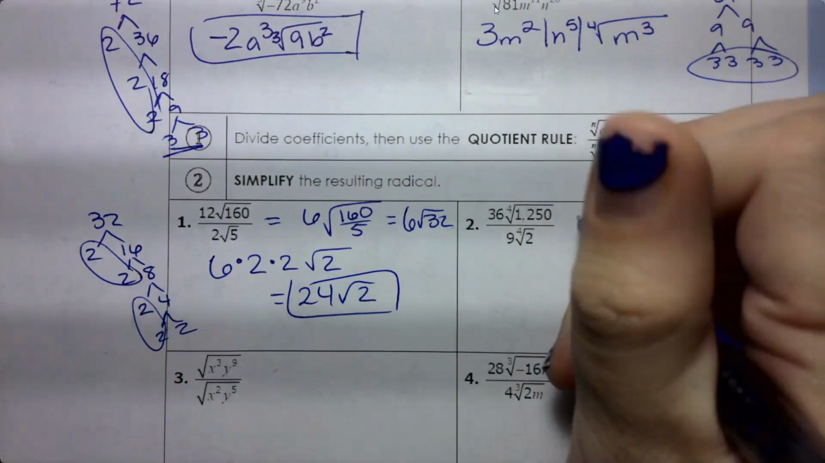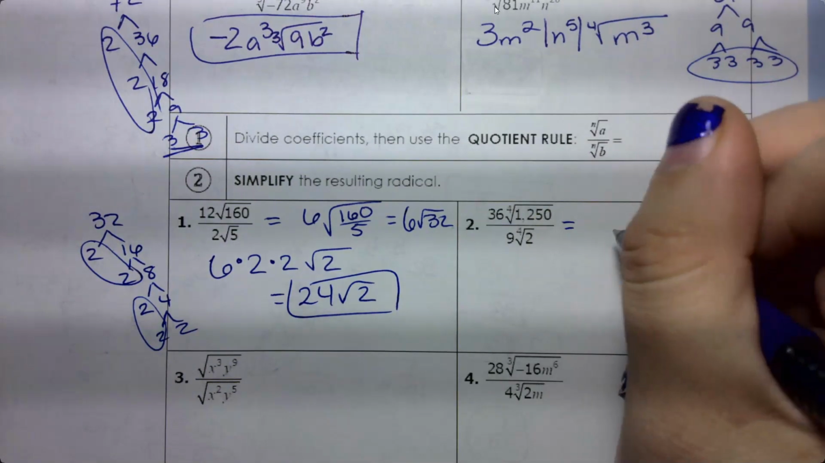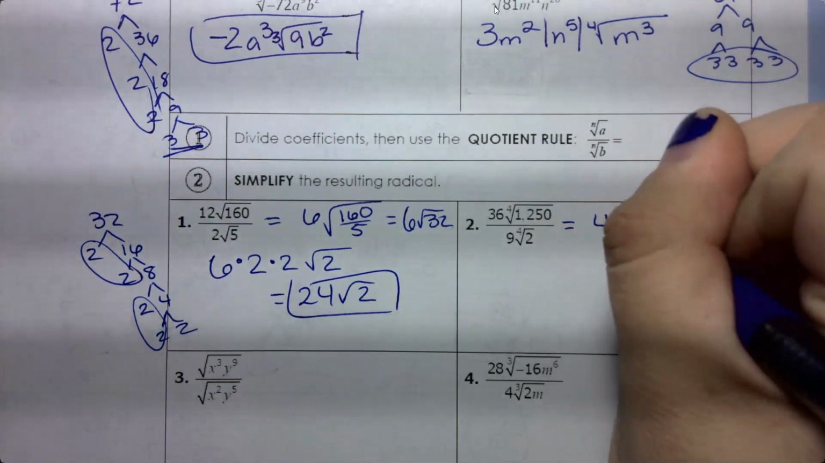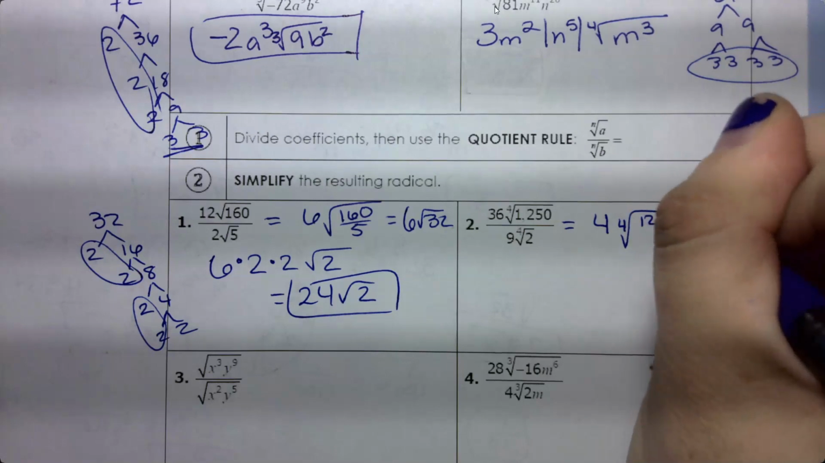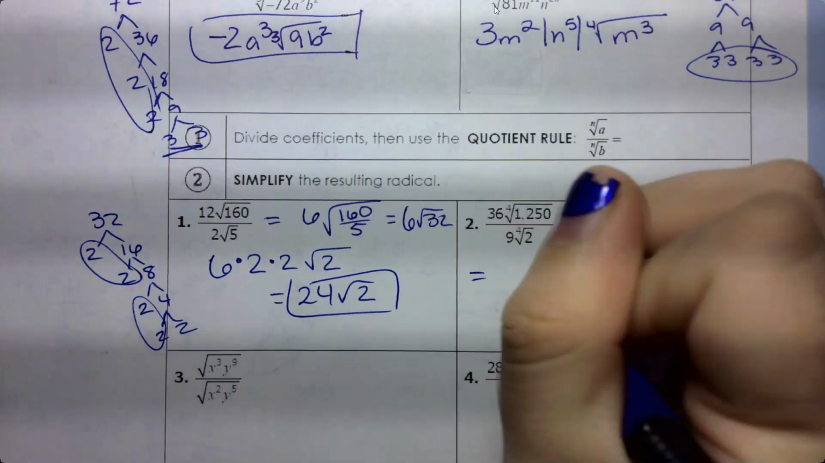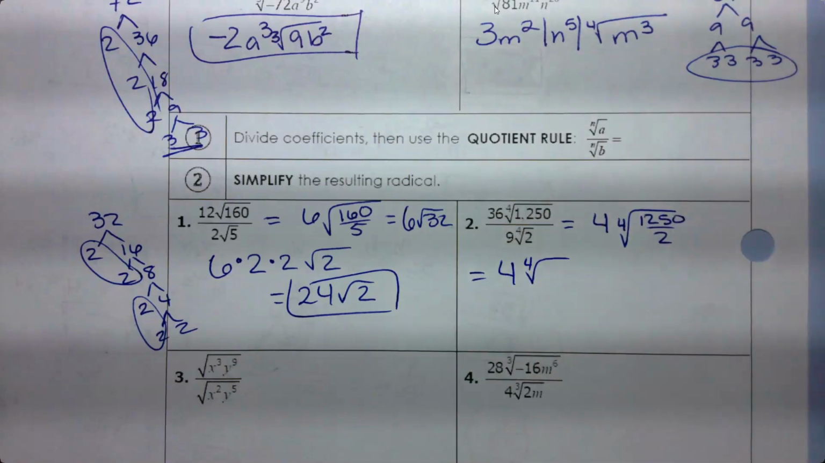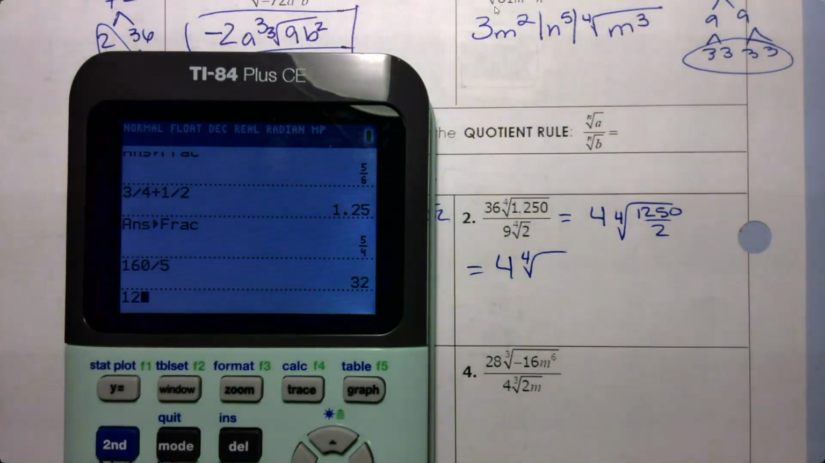Okay, same thing on number 2. 36 divided by 9 is 4. Then I have the fourth root of 1,250 divided by 2. So 4 times the fourth root, and I want to actually divide 1250 by 2. Gives me 625.